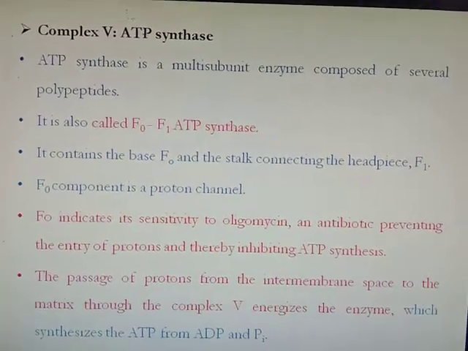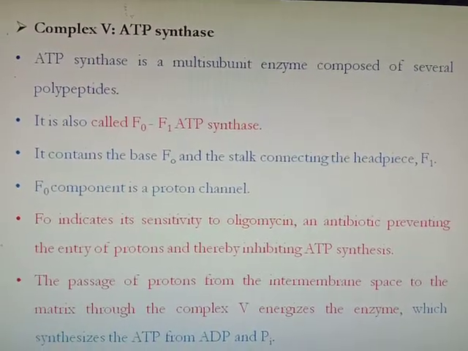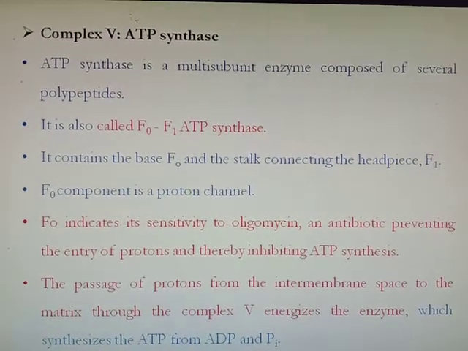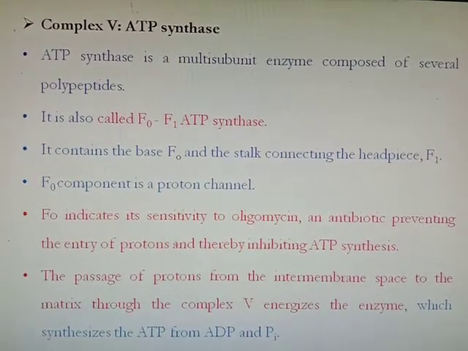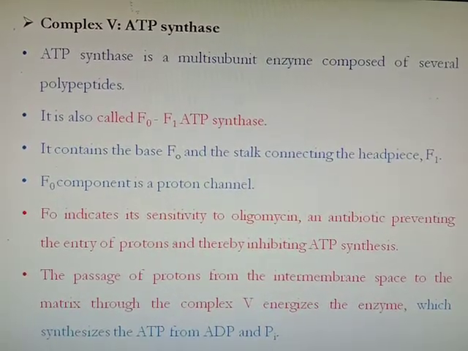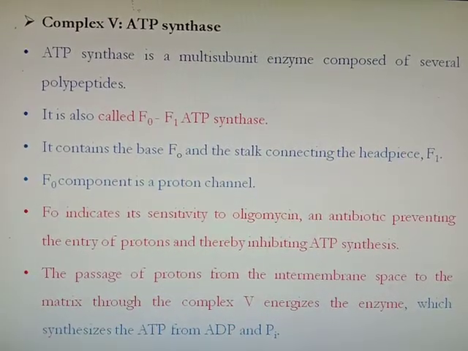Then complex 5, also called ATP synthase. ATP synthase is a multi-subunit enzyme composed of several polypeptides. It is also called FO-F1 ATP synthase. It contains the base FO and a stalk connecting the headpiece F1. The FO component is a proton channel.